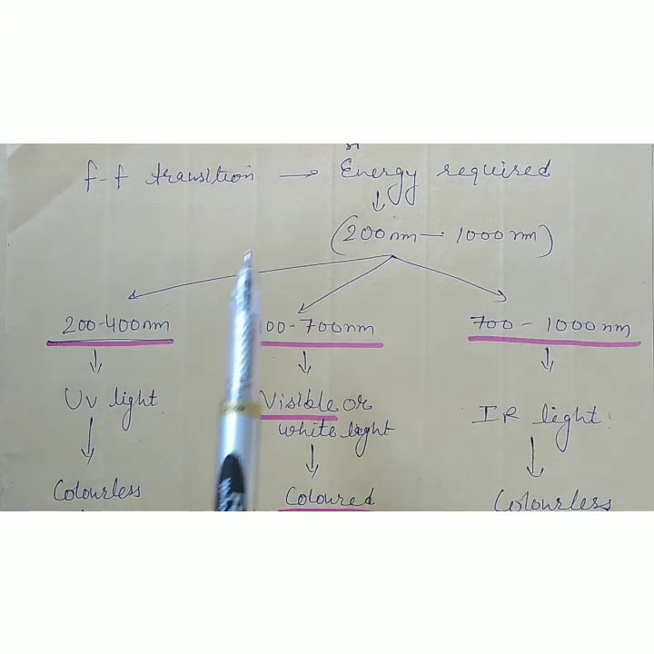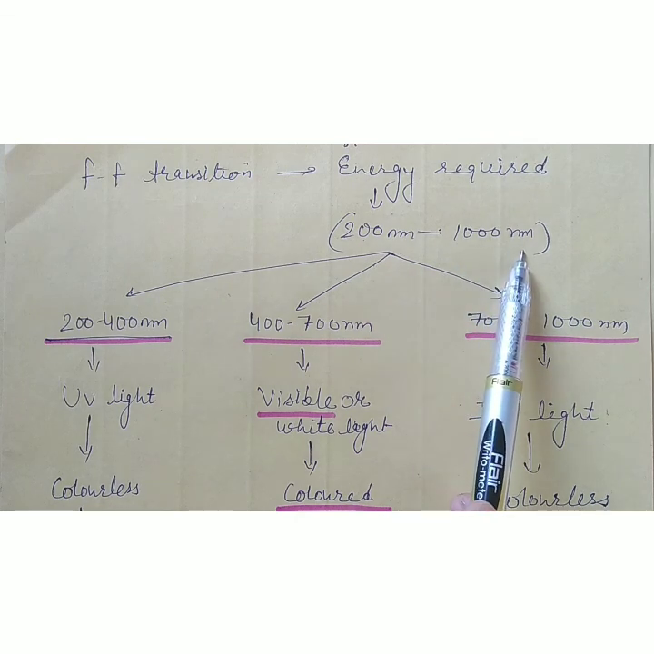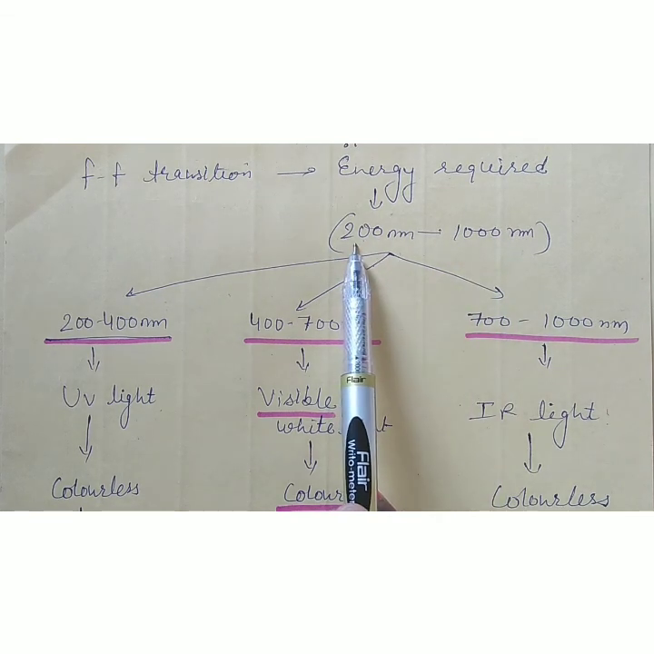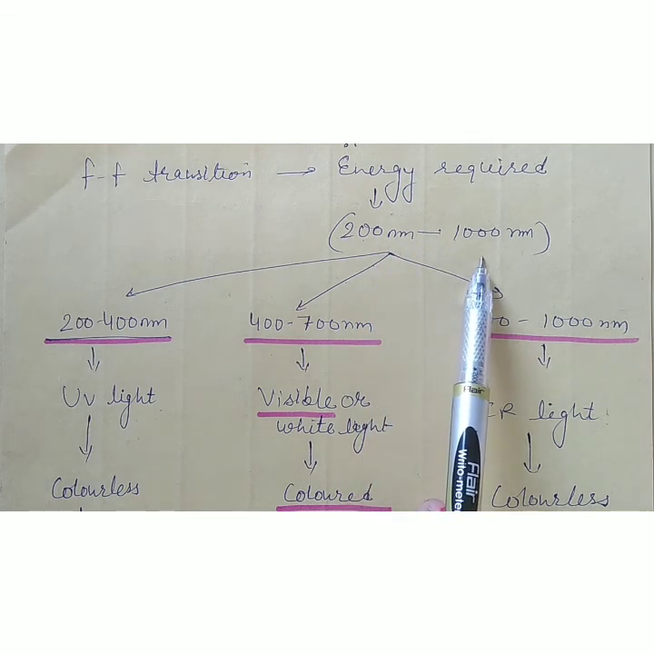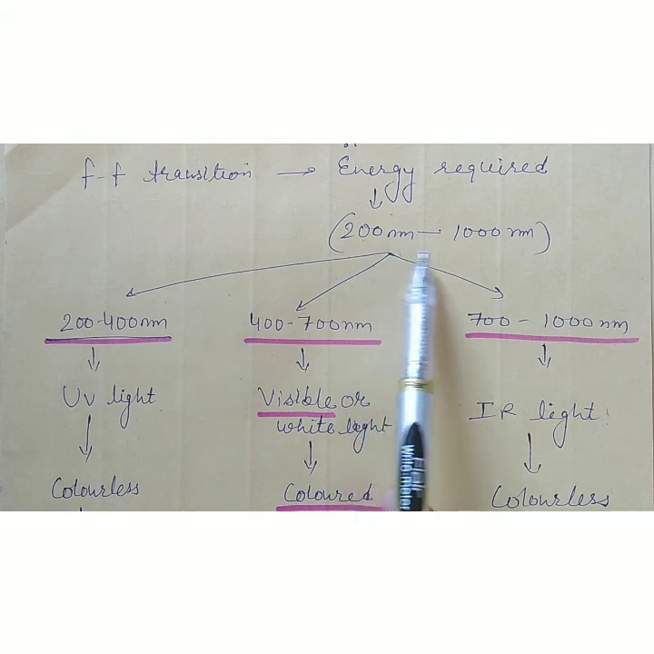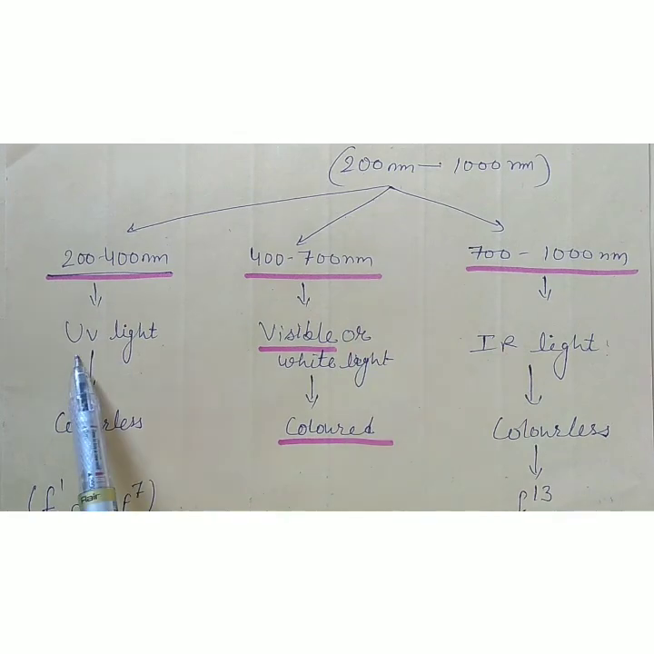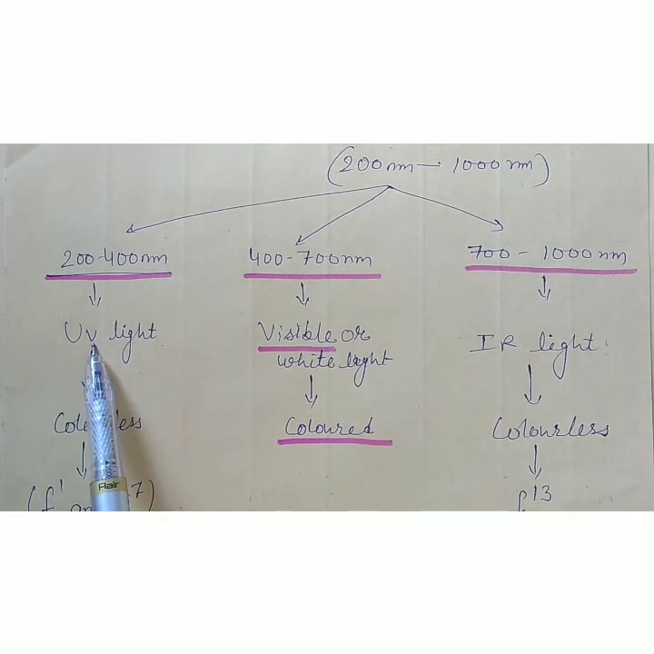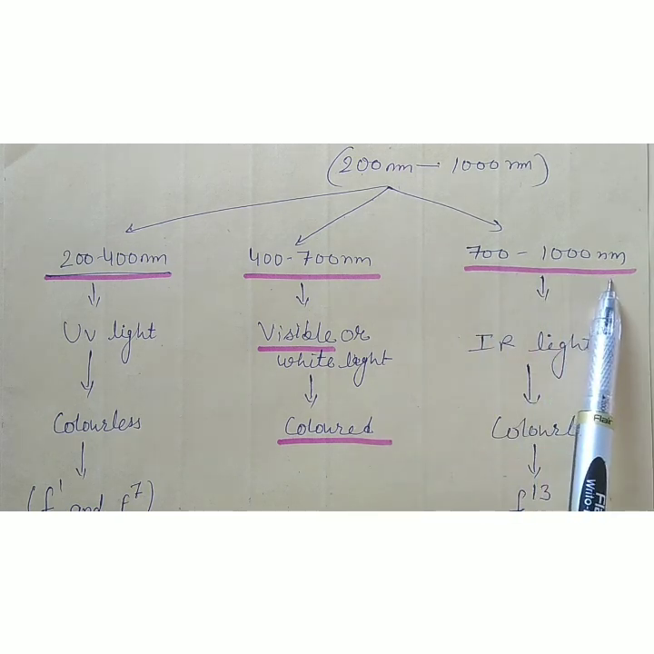For f-f transition, energy is required from 200 nm to 1000 nm. The minimum energy required for f-f transition is 200 nm and the maximum is 1000 nm. This range belongs to three energy regions. From 200 to 400 it belongs to the UV region, while 400 to 700 belongs to the visible or white light region, which we can see. And from 700 to 1000 nm it belongs to IR light.